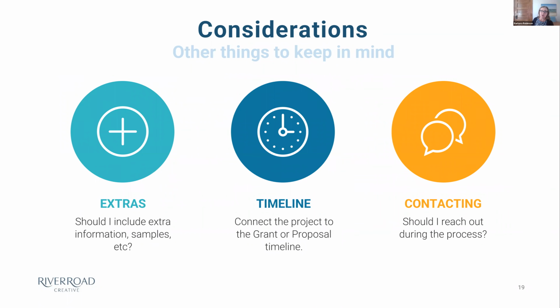So other things to keep in mind, extras, and I talked about this at the beginning. Should I include extra information, samples, etc.? My answer is no. If they ask for 3 samples, give them 3 samples. If they ask for 2 references, give them 2 references. And the reason why you think, oh, I'll give them 3, that'll be great. No, you need to make their life easy. If you give them 3, it confuses them. Well, which one do we call? Well, we don't have time to call 3, or, oh, they didn't read what we asked for. So really stick to what they asked for.